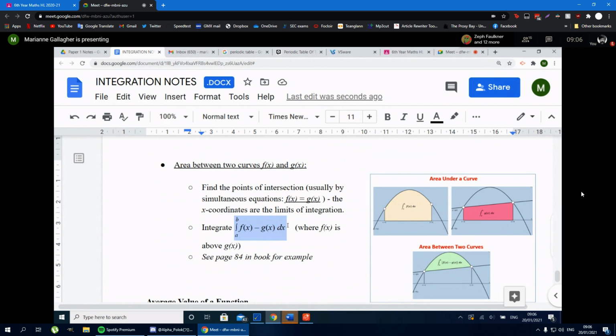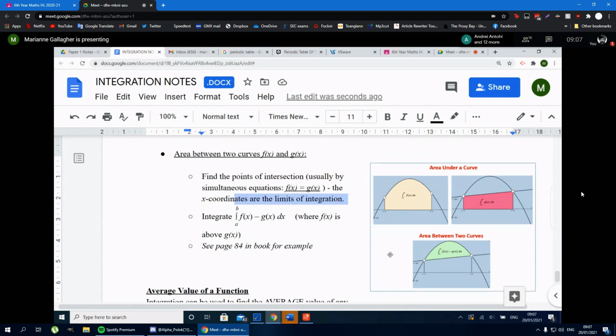And again, the key thing is to get your limits of integration. First thing you want to do is find these 2 points where the line and the curve, or the 2 curves, cross. And then it's just the top minus the bottom. So which one is on top, and subtract the bottom one.